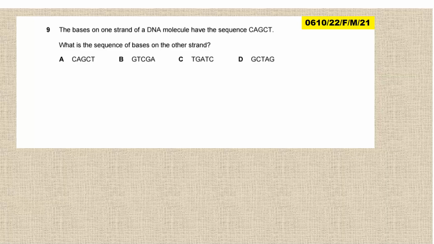This is paper 2, variant 2, that is February, March 2021. The bases on one strand of the DNA molecule have the sequence CAGCT. So which means the corresponding is GTCGA. So this is the answer.